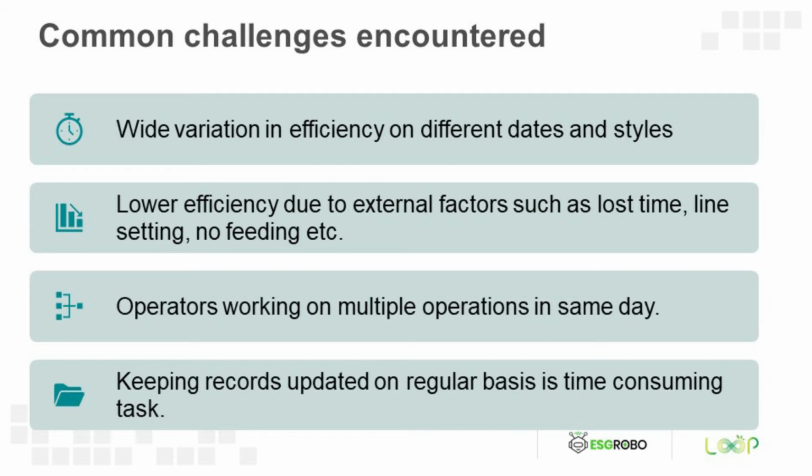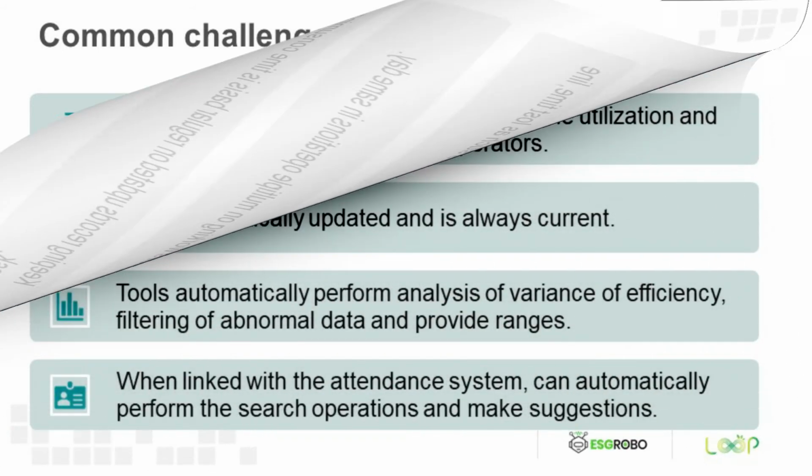And due to various reasons, operators may also work on multiple operations during the same day, and that typically happens in some of the factories where, to manage absenteeism and so on, they may do some kind of shuffling of operators between different lines during the same day. Now this sort of thing brings some challenges in averaging and aggregation and monitoring and measuring of the data of these particular operators. So keeping records updated on a regular basis with these kinds of challenges becomes a time consuming task, and this is one of the primary reasons why many factories do not maintain these kinds of registers.